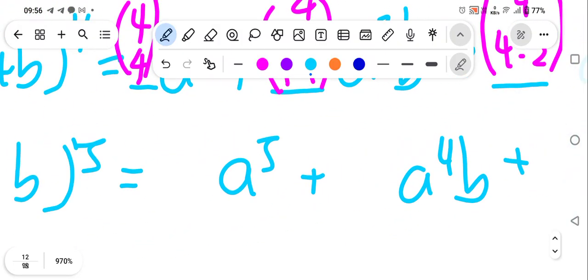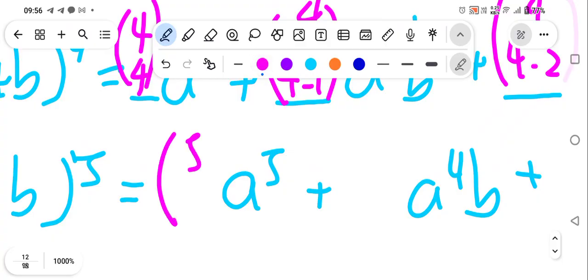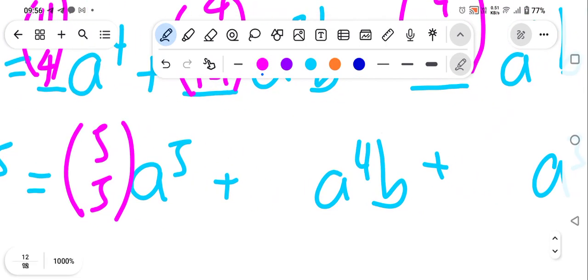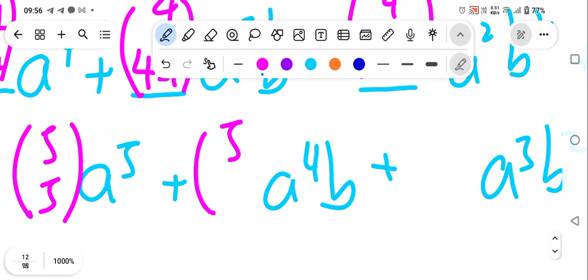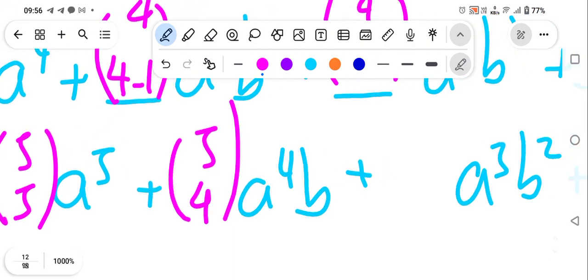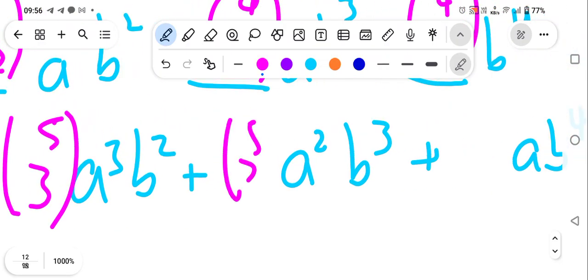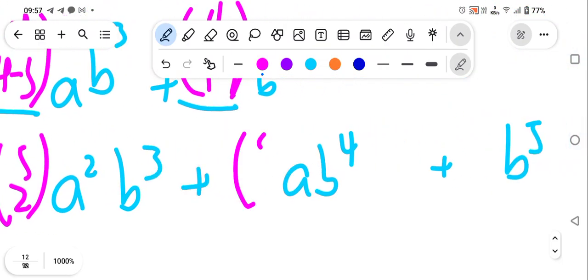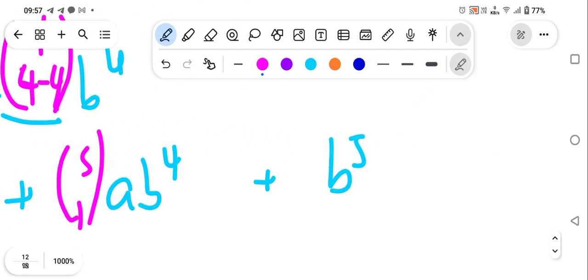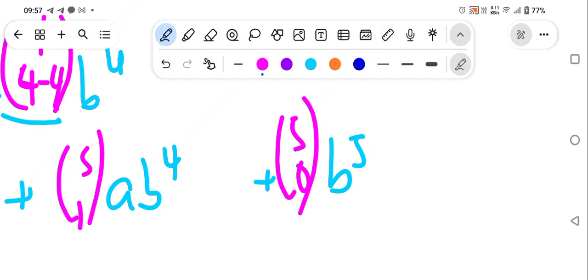So the same thing, let's fill in the blanks. We have 5 A's. I mean, from the 5 items, we have 4 A's. And from the 5 items, we have 3 A's. From the 5 items, we have 2 A's. From the 5 items, we have 1 A. And from the 5 items, we have 0 A's.